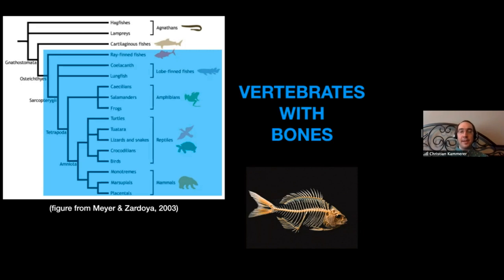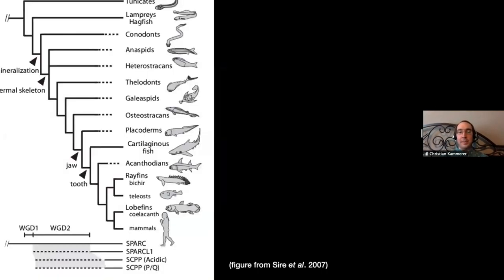However, thankfully, we don't just have living animals to consider when studying evolution. We have everything from the fossil record. And when you expand this family tree into all the fossil fish groups, you actually see a very different story.